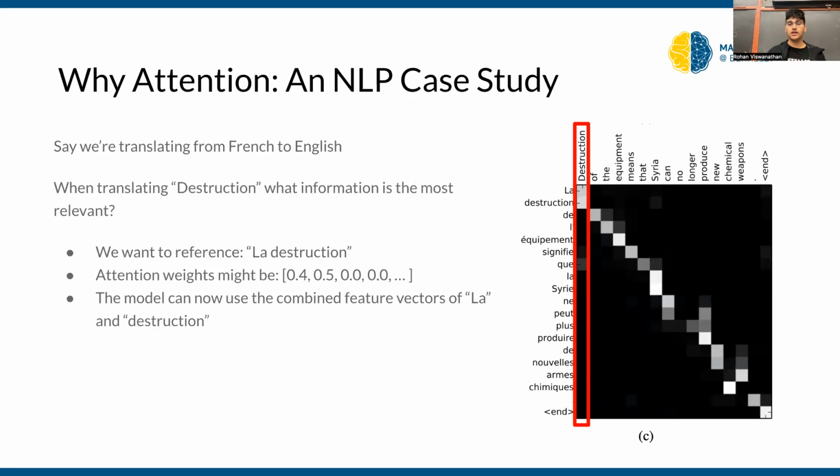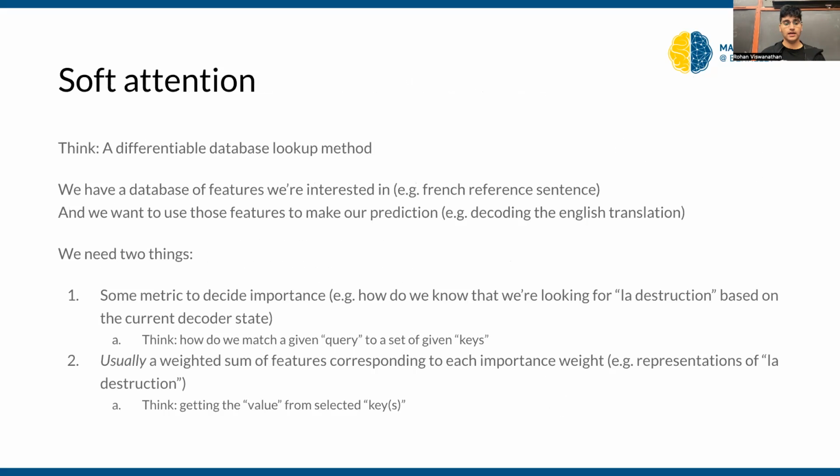So yeah, we're translating from French to English. When translating destruction, we want to reference I can't pronounce that, but the attention weights will be tuned accordingly and corresponded to certain outputs. This is kind of the meat behind the motivation of soft attention, right? We have a database of features that we're interested in, and that is our French reference. And we want to convert these to an English sentence output to eventually make our prediction.